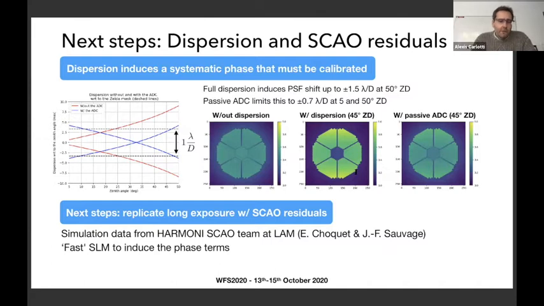And the next step is going to replicate the residual SCAO aberrations. For that, we already have some data, which is provided by LAM, especially Elodie Choquet and Jean-François Sauvage, and we're going to use an SLM to do that. We believe that these two steps are going to be implemented on the bench within the next few months. So stay tuned for a bit more results.